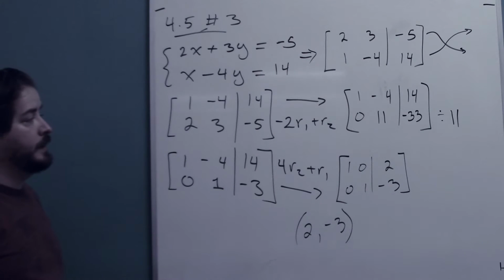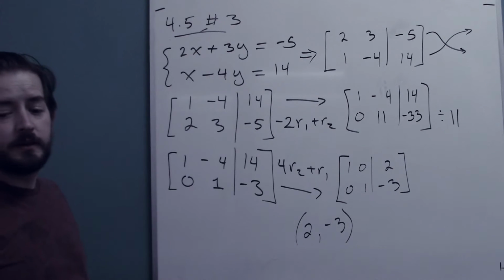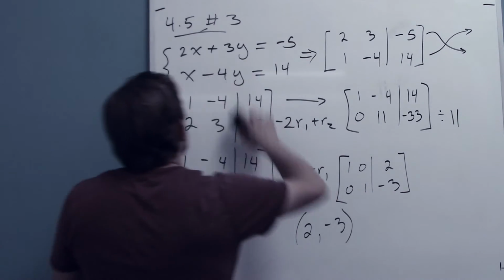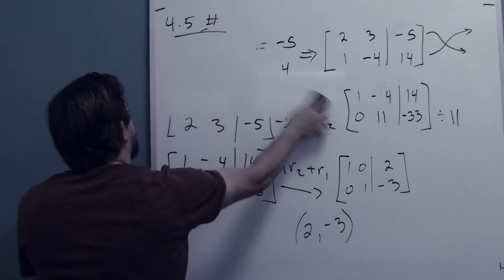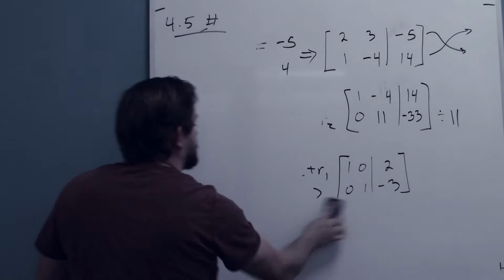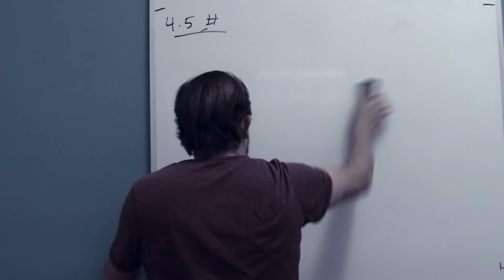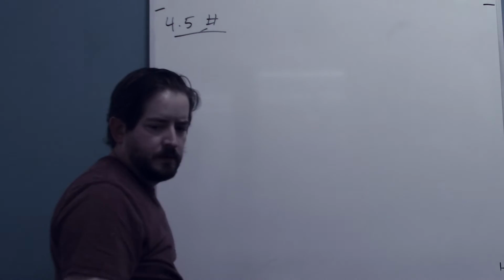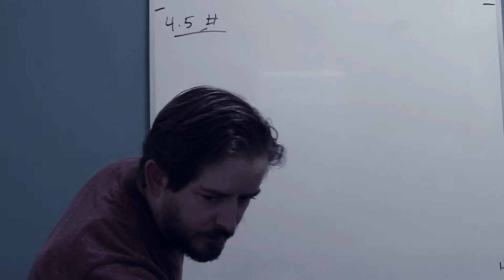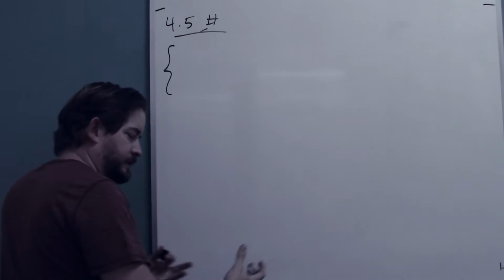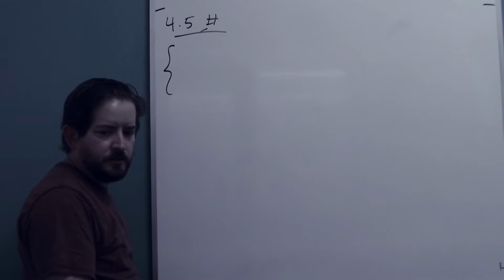And again, that was my pretty straightforward example. Let's take a look at 6, where things start to get a little bit less easy. Six is the same question. Take this system and solve it using matrices.